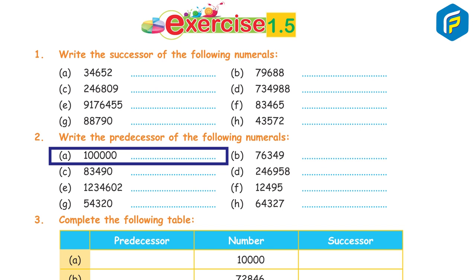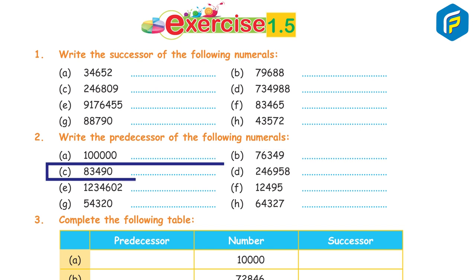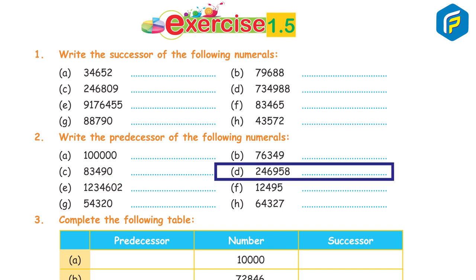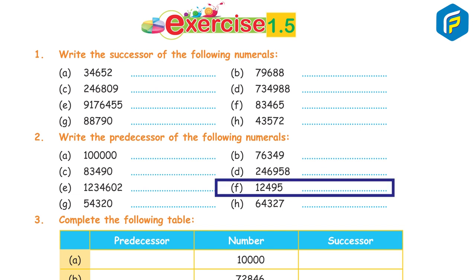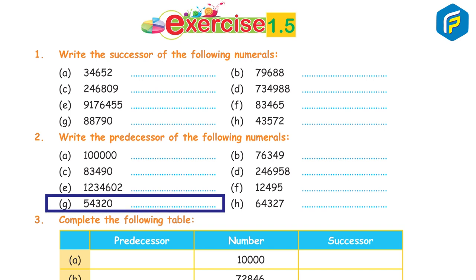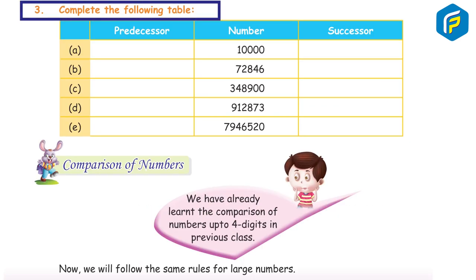2. Write the predecessor of the following numerals. A. 1 lakh. Answer, 99,999. B. 76,349. Answer, 76,348. C. 83,490. Answer, 83,489. D. 2,46,958. Answer, 2,46,957. E. 12,34,602. Answer, 12,34,601. F. 12,495. Answer, 12,494. G. 54,320. Answer, 54,319. H. 64,327. Answer, 64,326.